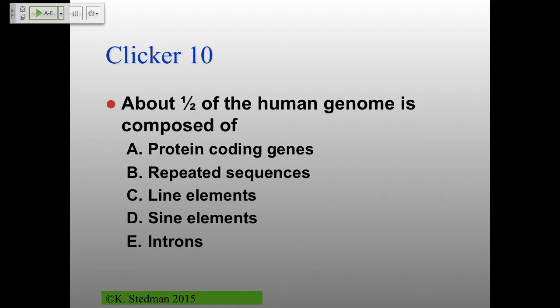But those are the line elements and sign elements. So these are the retrotransposons that together make up about 40% of all of our genome. People also call them jumping genes that move around. L1 and ALU are some of the most famous of those.